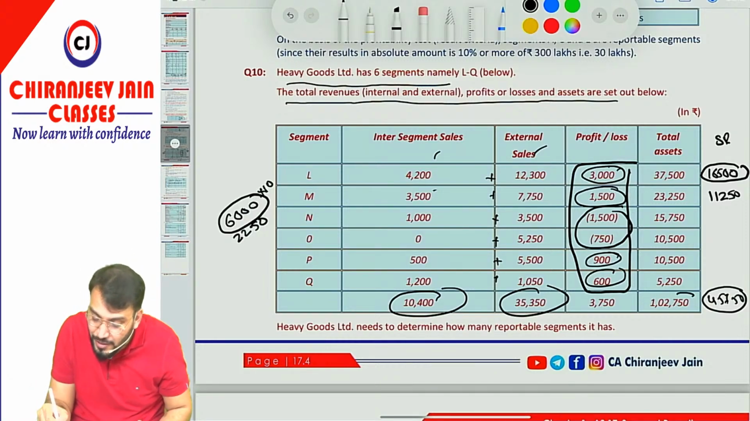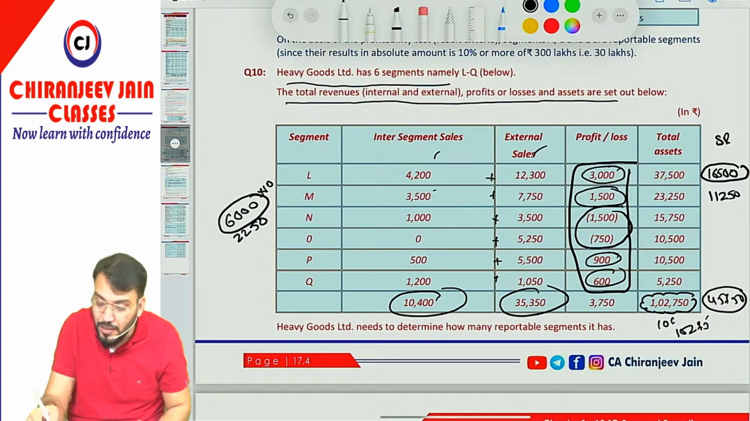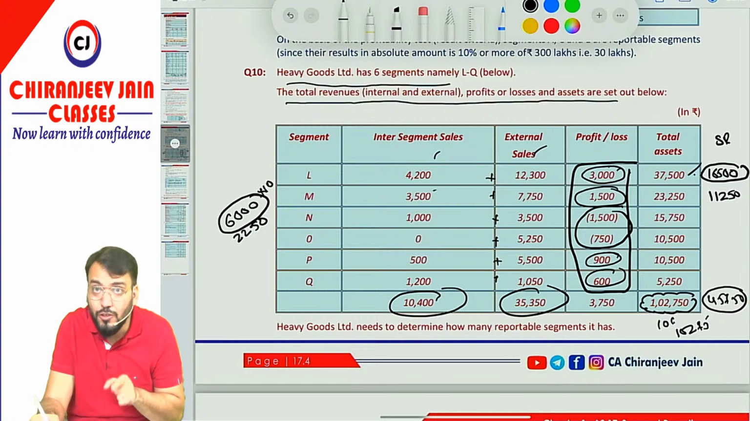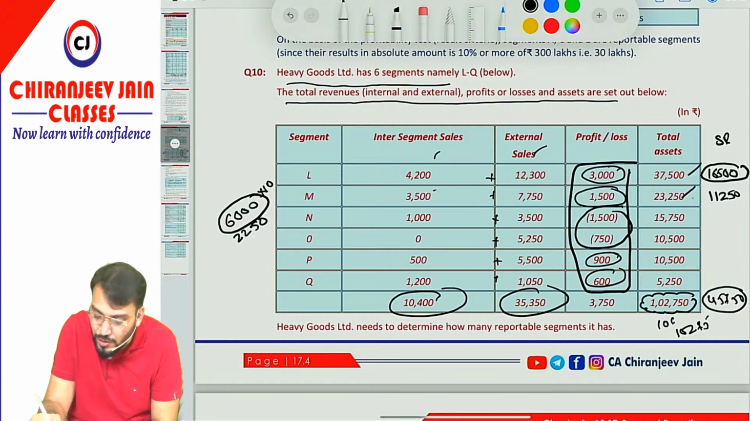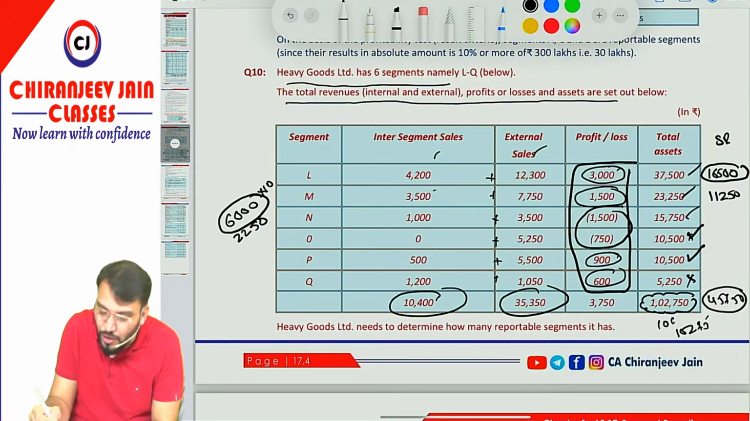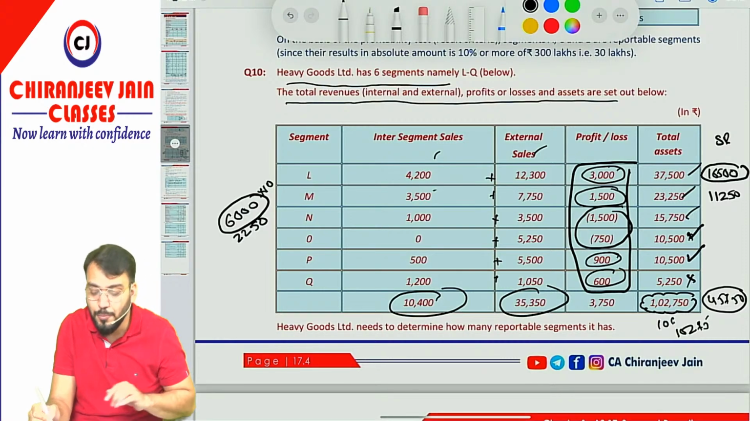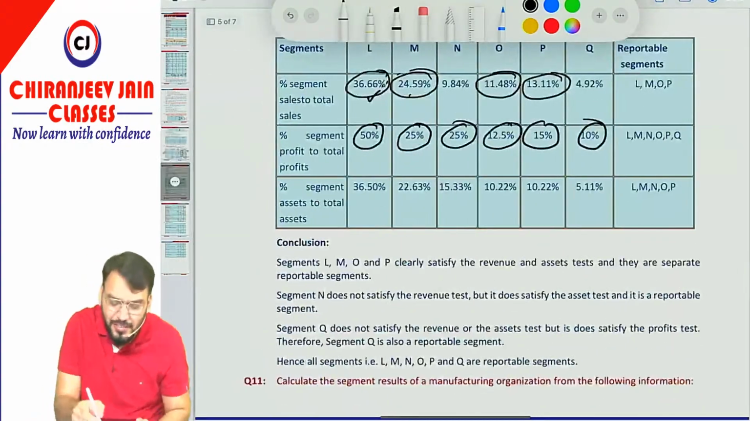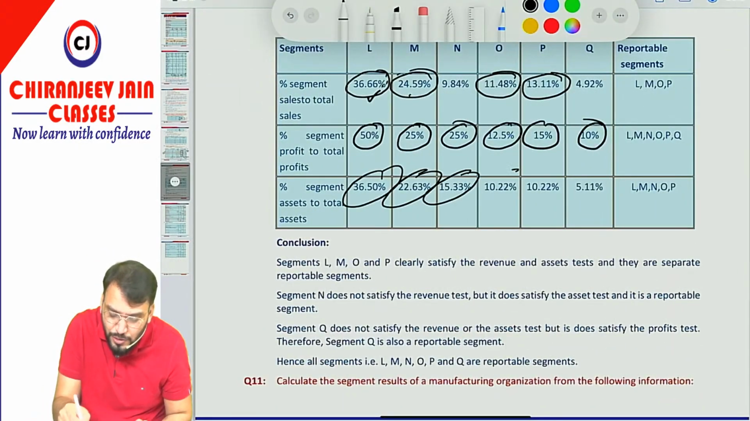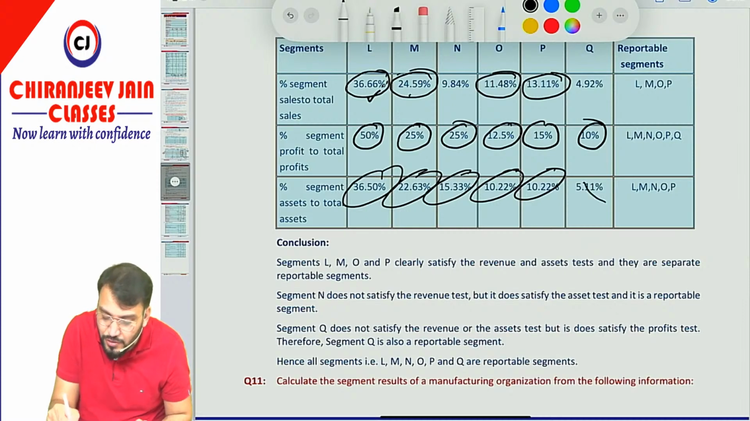Similarly, we can do it this way: what is the 10% of this? It is 10,275. Now you can see this is reportable because it is equal to or more than 10,275. This is also reportable. This is also reportable. This is not reportable. This is also reportable. 10,275. This is also reportable. This is not reportable. This is not reportable. So you can see they have given in percentage. This is reportable. This is reportable. You can calculate in percentage, and this is not reportable.